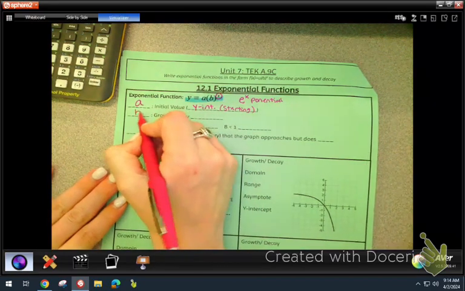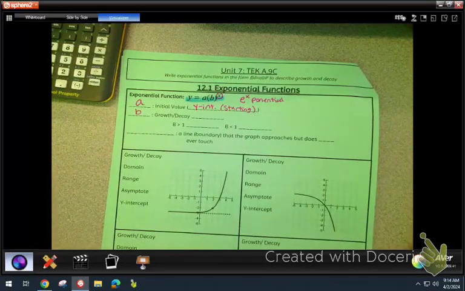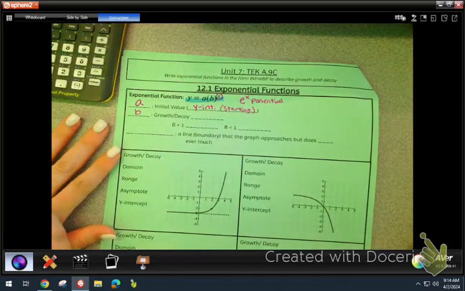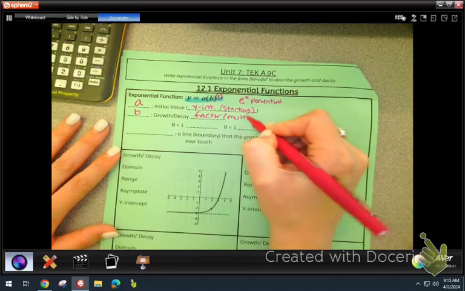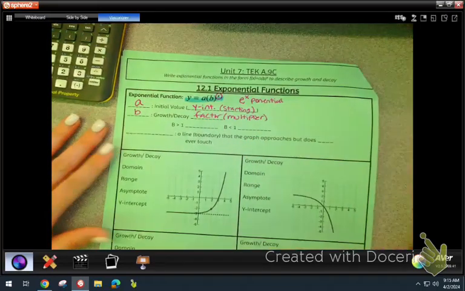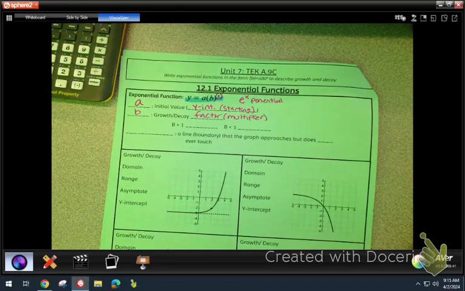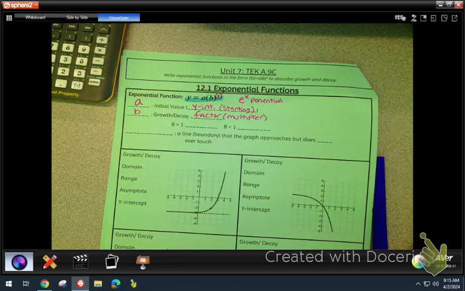Your b value is what is attached to the exponent. It's typically in parentheses. Doesn't have to be, but your b value is your growth or decay factor. And I sometimes call that a multiplier. Because what happens with exponentials is the pattern is that you're multiplying by something over and over and over again. So in real world scenarios that we'll see more next class, if a population is doubling, it's going to be multiplying by 2 each time. And so that 2 would be your base.